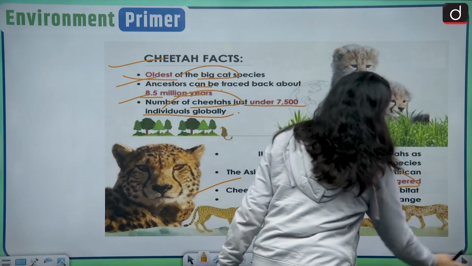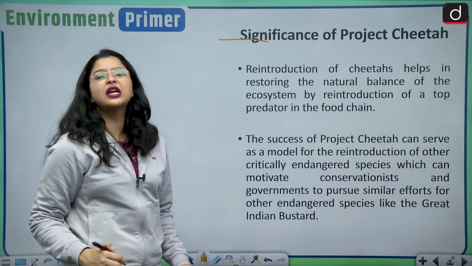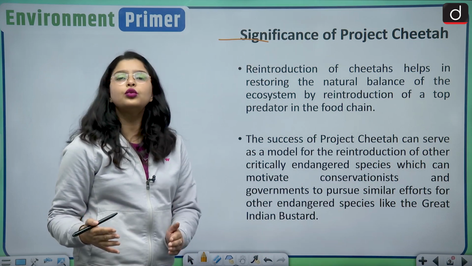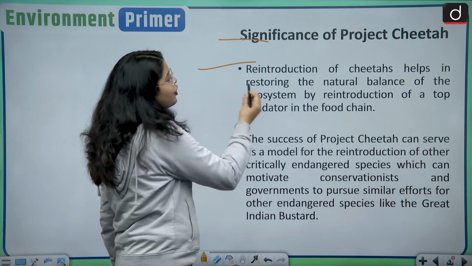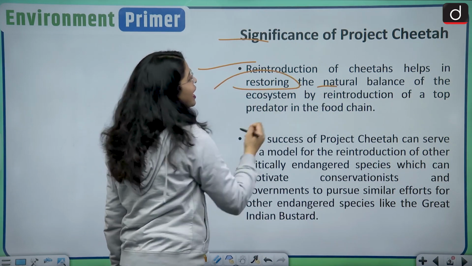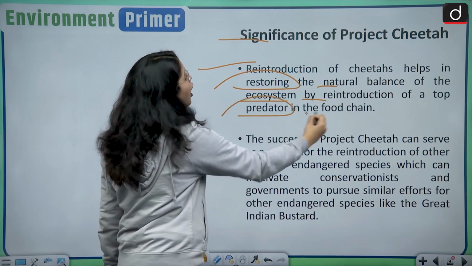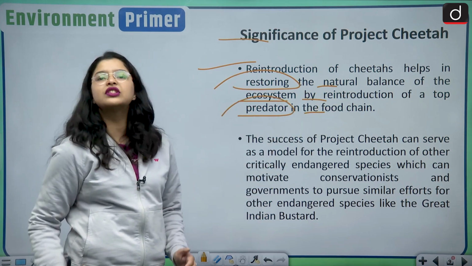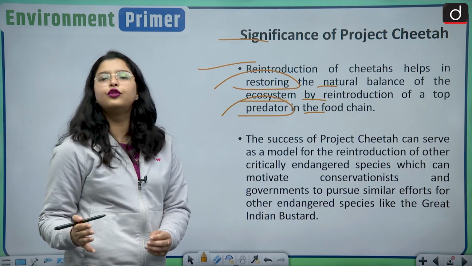Moving forward, let us analyze the significance of Project Cheetah. Why are we so eager to reintroduce cheetahs in our ecosystem? So reintroduction of cheetahs helps in restoring the natural balance of the ecosystem by reintroducing a top predator in the food chain, which I have already explained, yes, they are the top predators in the food web.